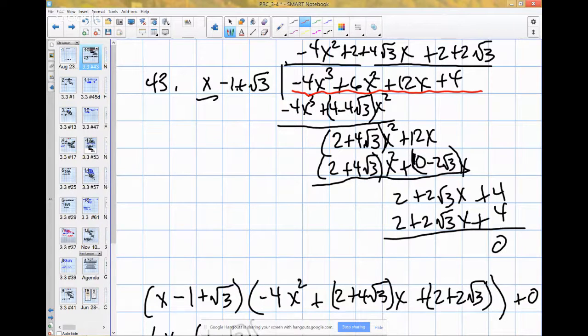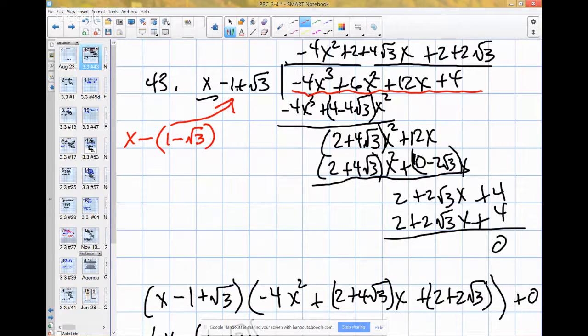Not an imaginary number, but a 1 with a root in it: 1 minus the square root of 3. So what I'm really trying to do here is divide by x minus, parentheses, 1 minus the square root of 3. Well, if that's the case, do you see how I got this?